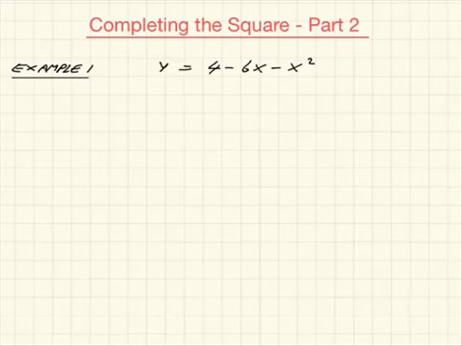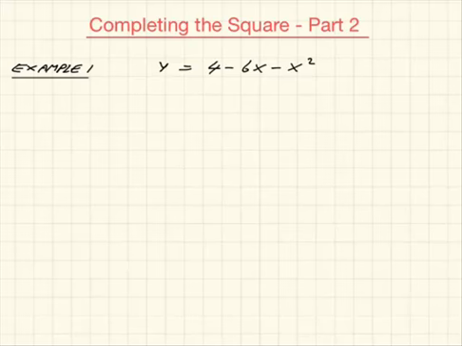In this tutorial we're going to look at some of the more difficult examples you can be asked on completing the square. And the first one that can arise is this here, where the x squared term has a minus in front of it. So that demands an extra step or two. Let's have a look.